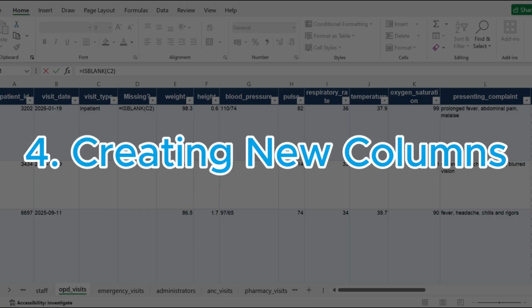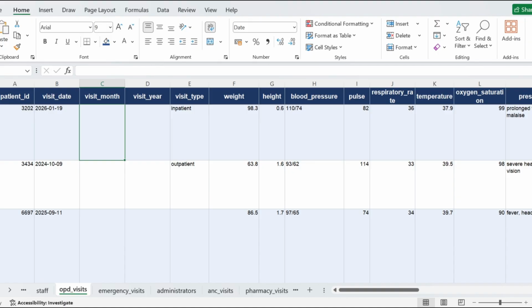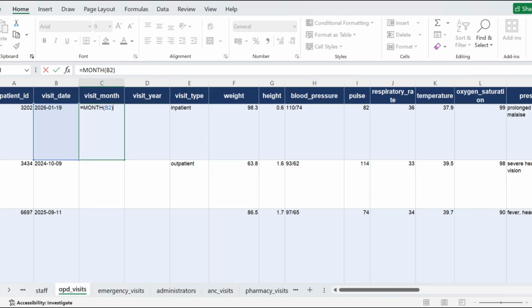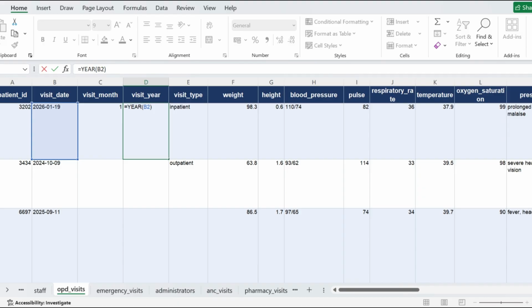Now that we have assessed the quality of our existing data, let's begin creating new variables that will make our analysis more meaningful. The first new column we'll create is the visit month and year. While the visit date tells us exactly when a patient attended the hospital, analysts often need summarized information for monthly reporting and trend analysis. Using the visit date column, we'll extract the month and year for each visit.